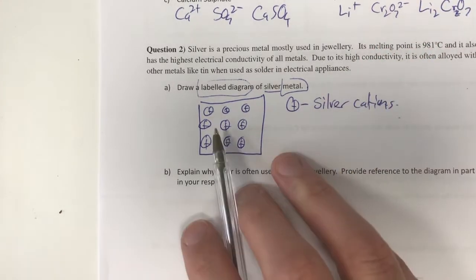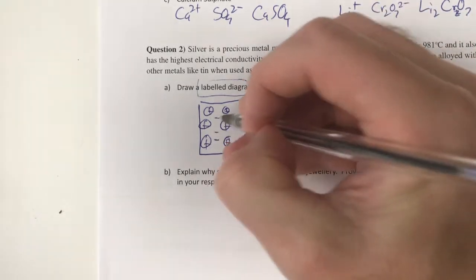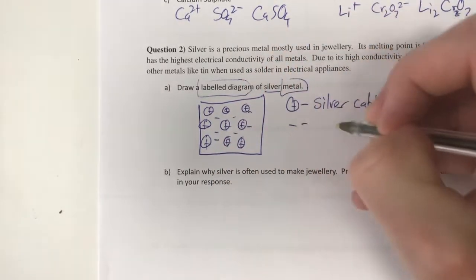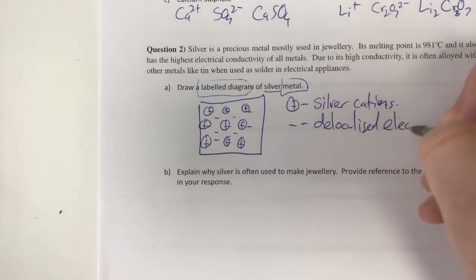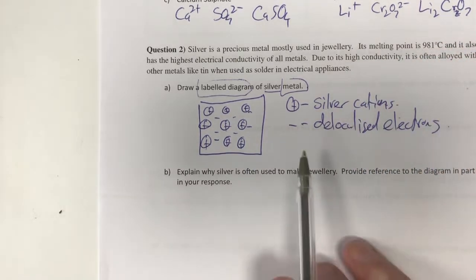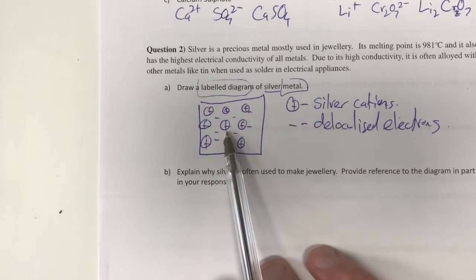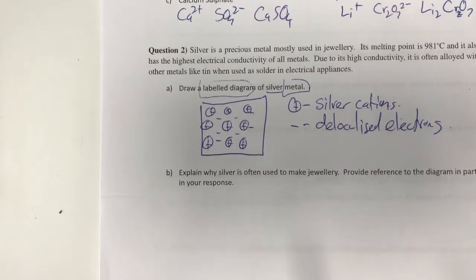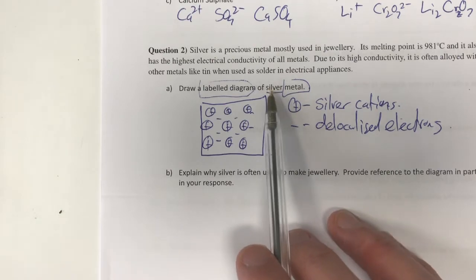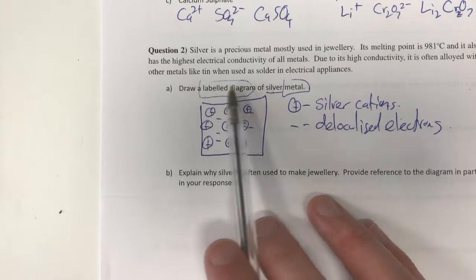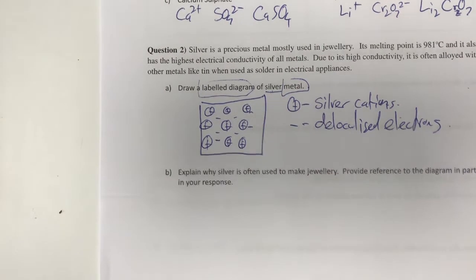All right, and then around them would be our negative charges, which would be delocalized electrons. And therefore we have a labeled diagram of silver metal. Again, don't worry about the specifics of it. Silver is redundant. You just need to say a labeled diagram of a metal, which you guys know.